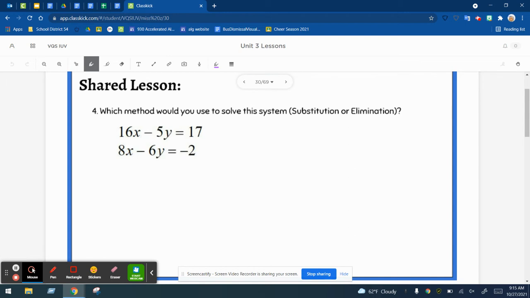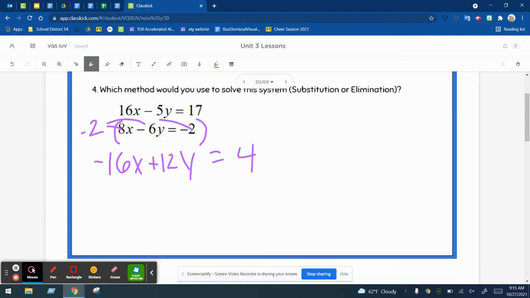Neither of my variables are opposite, but I do see that I can make 8 into 16 just by multiplying it by 2, right? But instead of multiplying it by 2, I'm going to multiply it by negative 2, so that I have negative 16x, so that the x's will cancel. That makes positive 12y and positive 4. And now I'm going to just kind of cross it off so that I don't have to rewrite my top equation and I can just add.